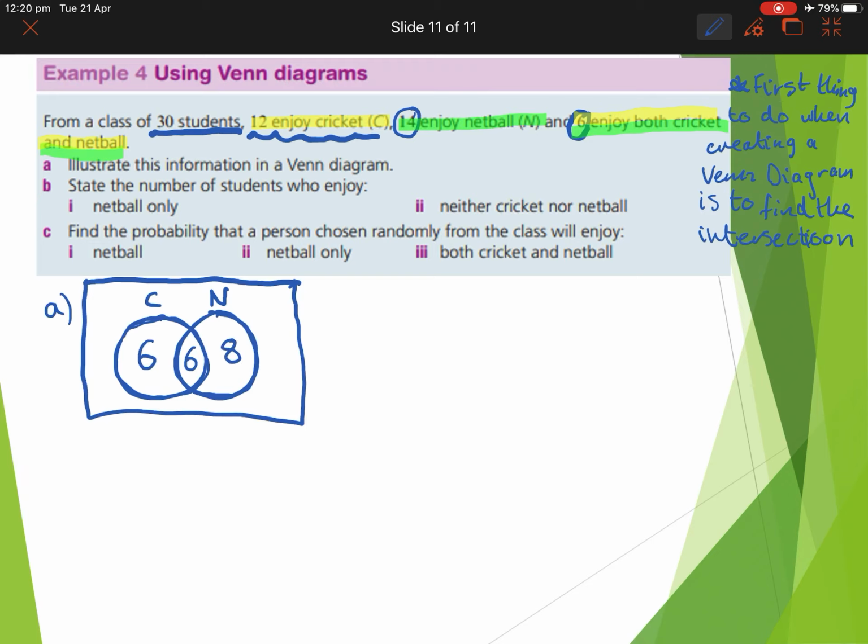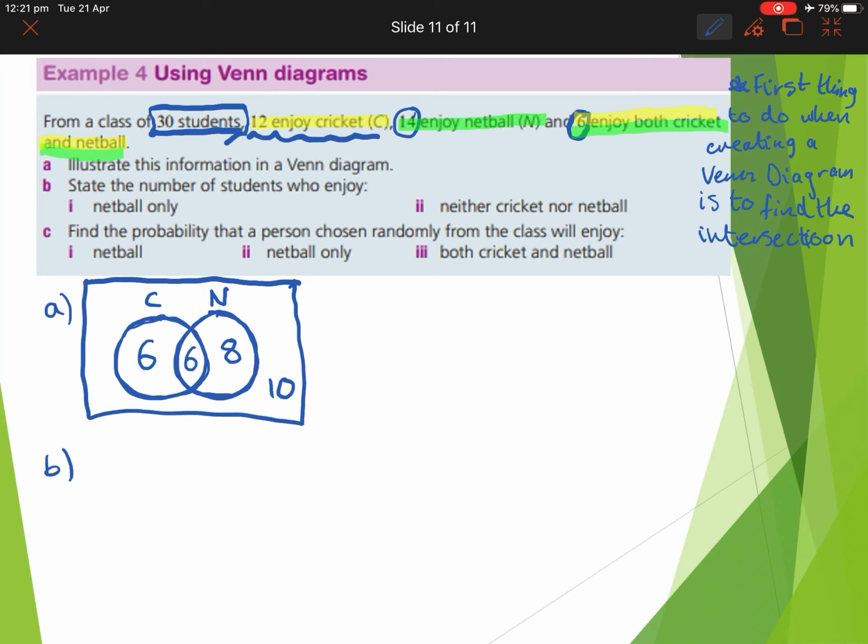Now we're not done because some students won't like either netball or cricket, and that's the number that we need to put outside. We've got 30 students that we need to account for. So if we add up the numbers we've got so far, 6 plus 6 is 12, plus 8 is 20. So we've got 10 students that haven't been accounted for, which means those 10 mustn't like either cricket or netball. And that one's done now.